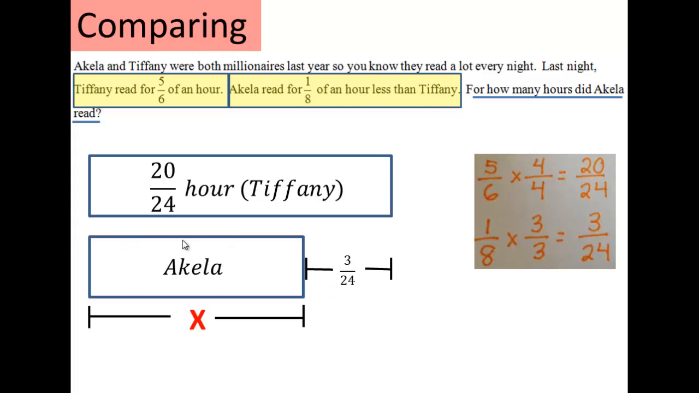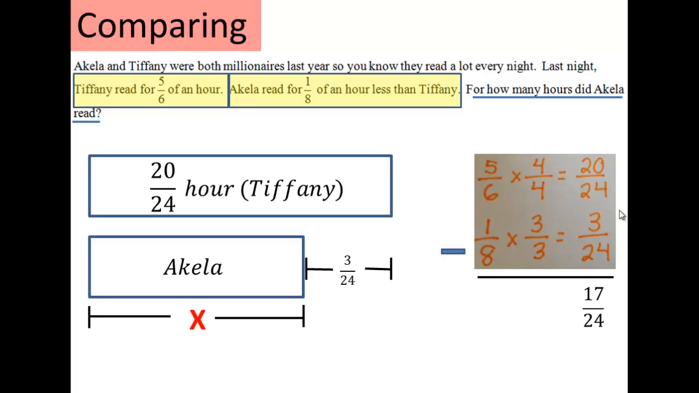So to find how much Akila read, are you going to take Tiffany's and add it to this? Or are you going to take Tiffany's and subtract 3/24 from it? Go ahead, call it out. Add or subtract. This one's a subtraction problem, and I know you guys know how to do that one. 20 over 24 minus 3 over 24 makes 17 over 24.